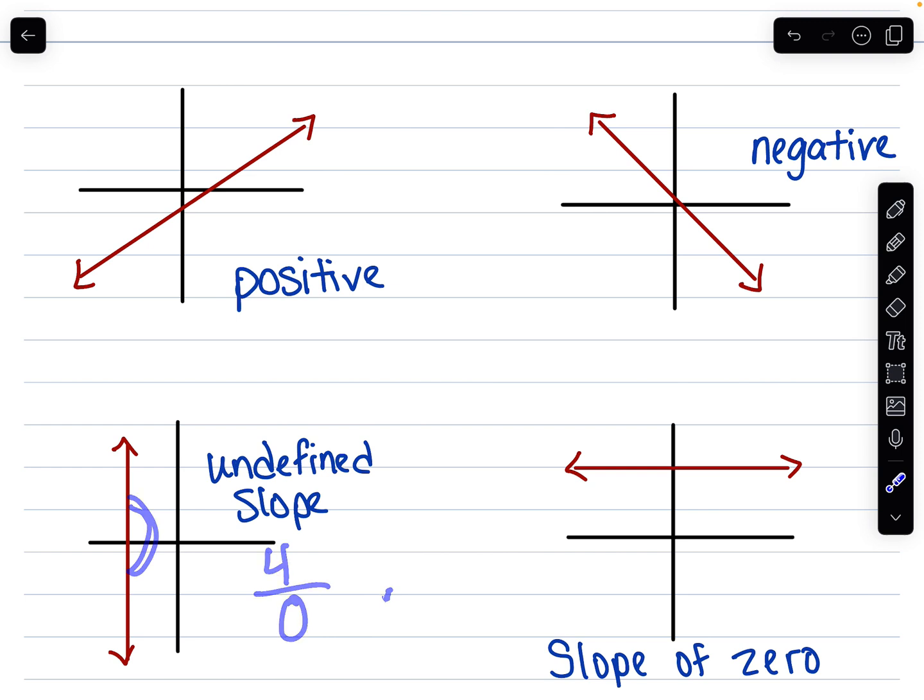No, right? I can't take you guys and put you into zero groups. It's not possible. When you try to divide by zero in your calculator, it tells you what? Error, because it's not possible to divide by zero. So that's why a vertical line is undefined slope.